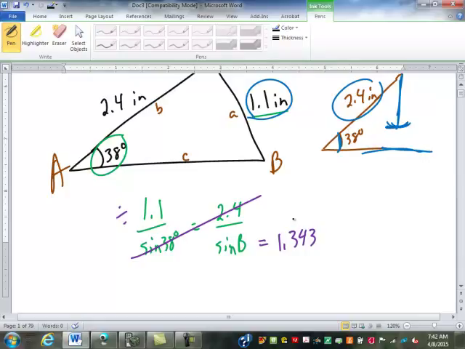Do you talk at all about the size of the triangle, the sum of the two sides? Oh yeah, yeah.